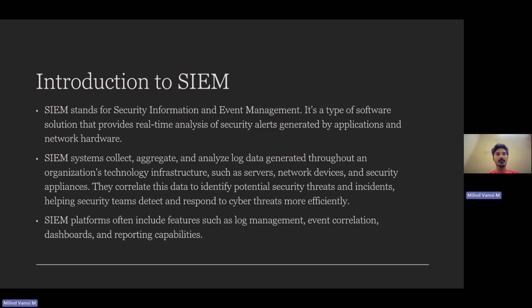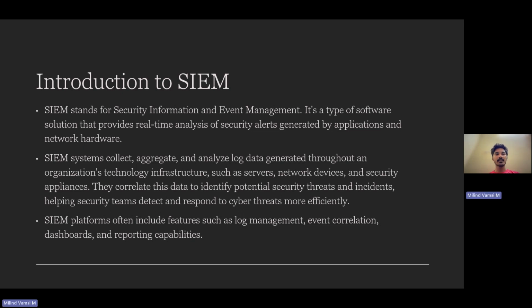Let's see what SIEM is. It is basically a tool that pulls in sources from a bunch of different places, aggregates and consolidates this data, and sorts it to identify the threats. It is a type of software solution that provides real time analysis of security alerts generated by applications and network hardware present in the IT infrastructure.